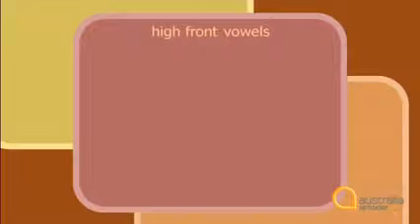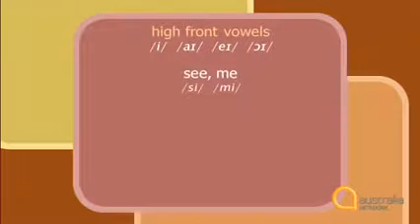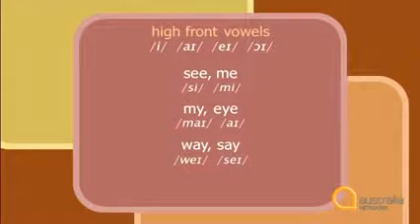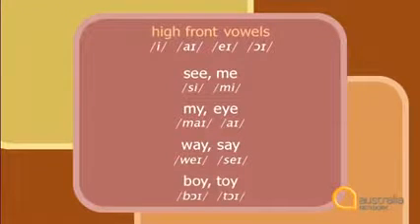High front vowels link with the Y sound. High front vowels are E, I, A, Oi. These are sounds that are produced with the highest part of the tongue and close to the front of the mouth. For example: see, me, my, I, way, say, boy, toy.